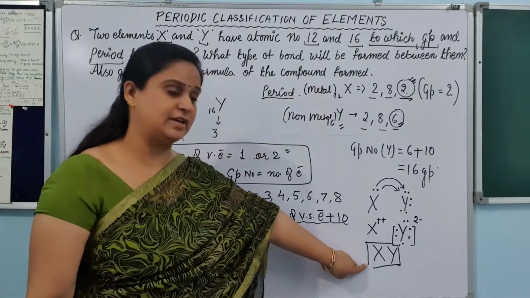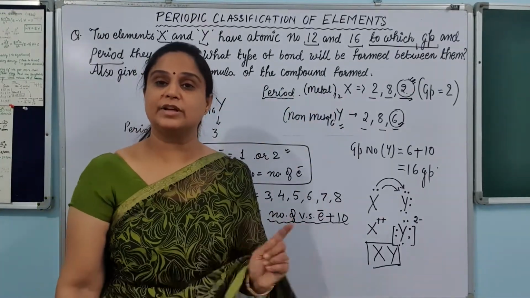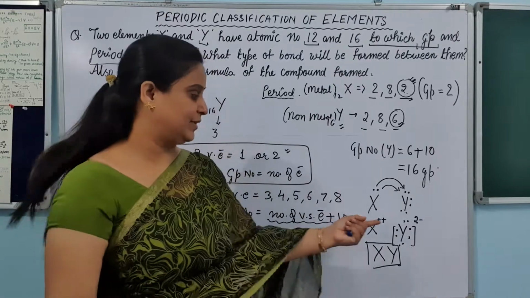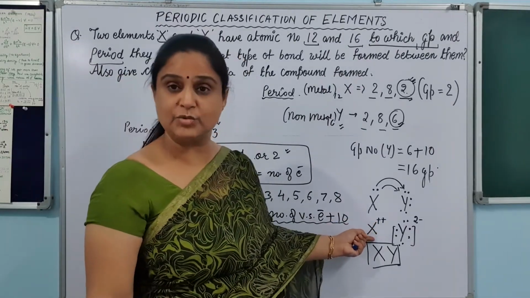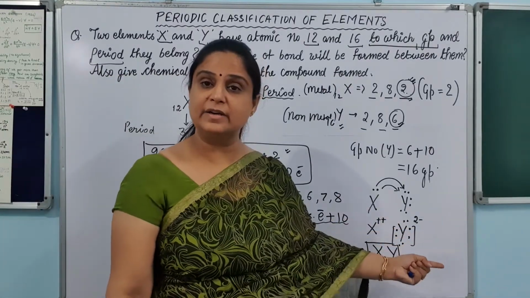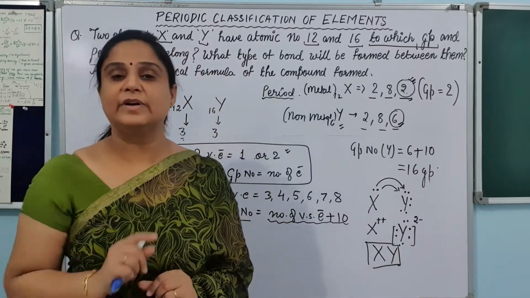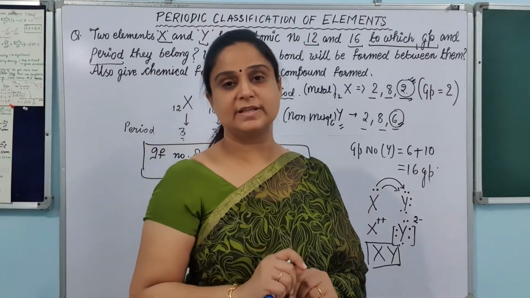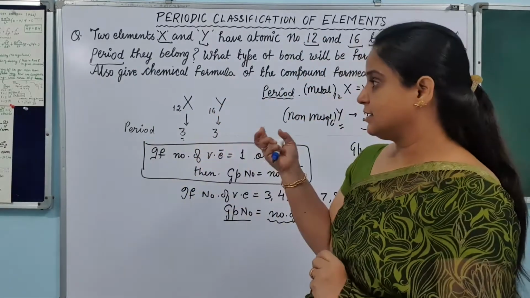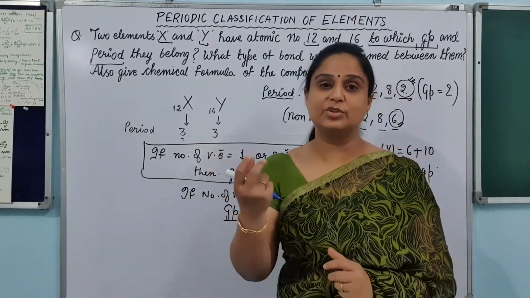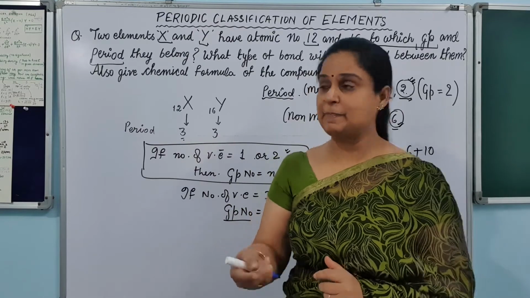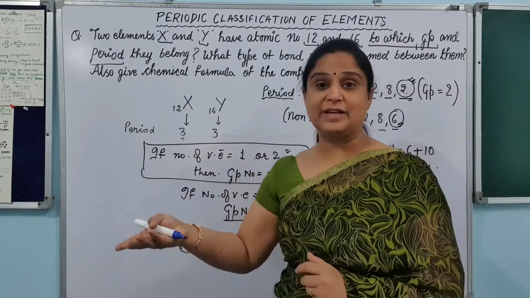So this is the chemical formula of the compound formed. The ratio will be 1:1, because the 1 plus 2 ion will nullify the 1 minus 2 ion. I hope it is very simple. But one thing which most of the students do in this case is, because we already know that 12 is the atomic number of magnesium and 16 is the atomic number of sulfur.